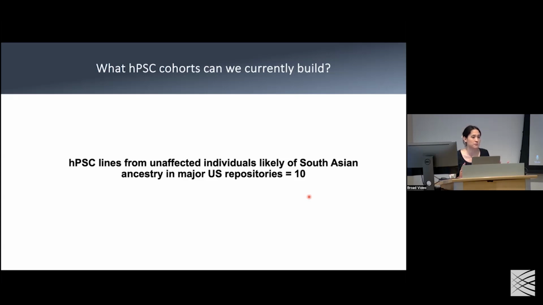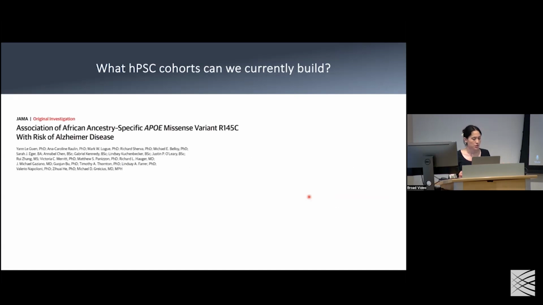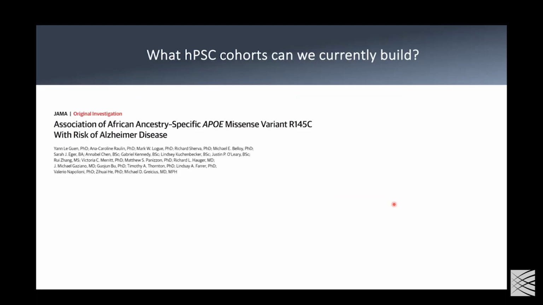And obviously that is very underpowered. And when you consider that variants are expressed in a fraction of the population, we immediately run into a roadblock here, just looking in an unaffected population. We also obviously want to study disease. So if you take the example of this paper that came out recently, looking at the association of an African ancestry-specific ApoE missense variant that confers risk of Alzheimer's disease.